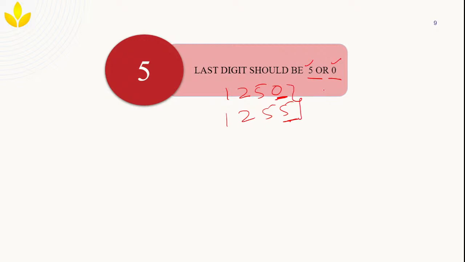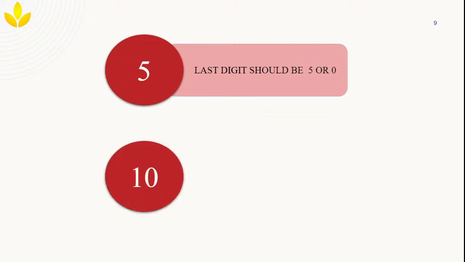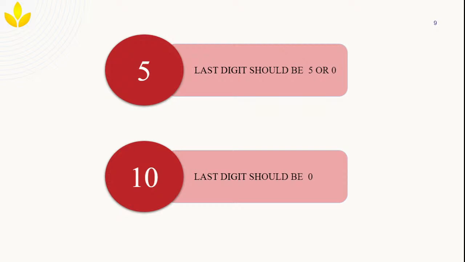As simple as that. Now the next rule is 10. I think all of you know the rule for it. The last digit should be 0. Any number you take, if the last digit is 0, then this number is divisible by 10. As simple as that. Now let us go for the next one.